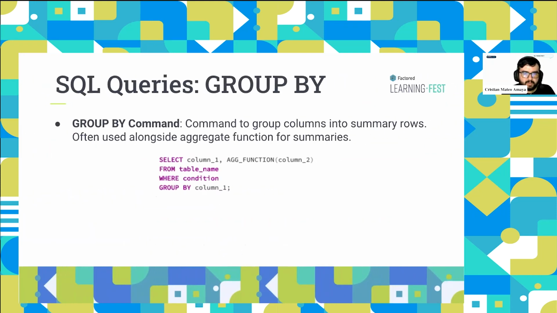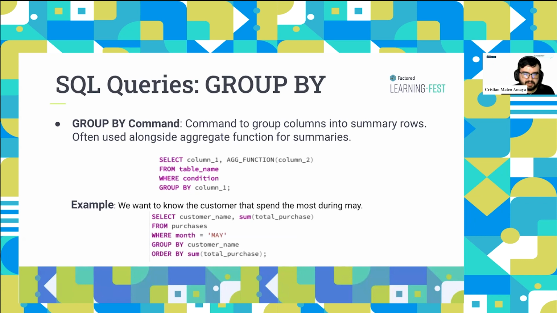Now we go to the group by command. This command helps us group columns into summary rows, and we often use it with aggregate functions. We are going to use an example because this is a little abstract. Let's say we want to know the customers that spend the most during May. We want to know which are the customers that spend the largest amounts in a given month.